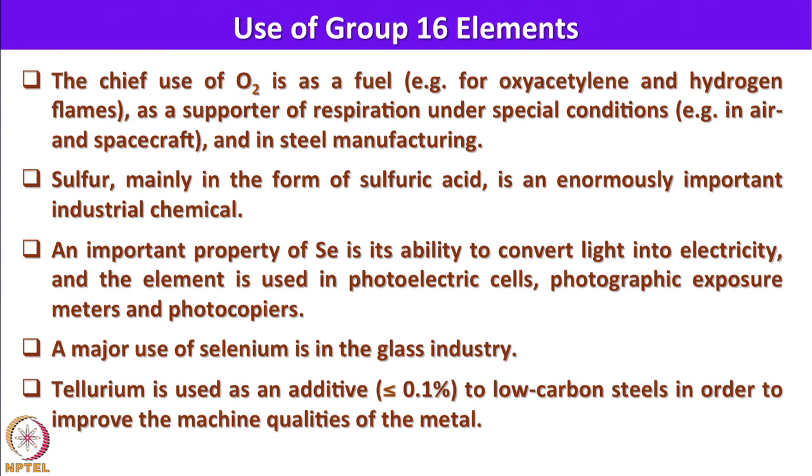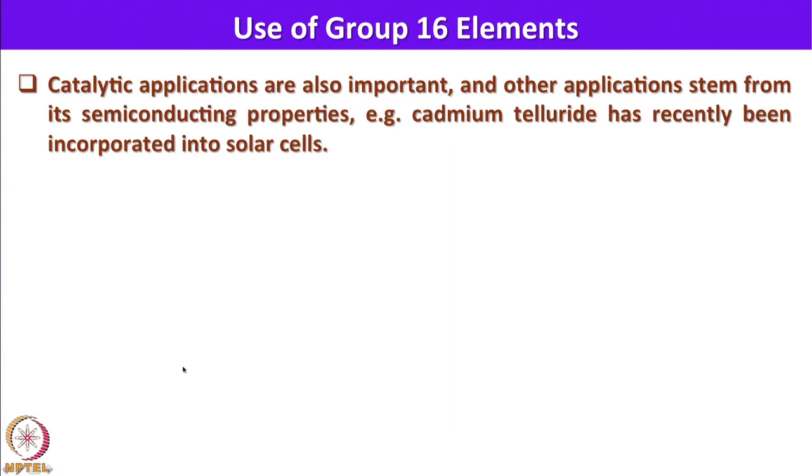Tellurium is used as an additive, less than 0.1%, to low carbon steels in order to improve the machining qualities of the metal. The catalytic applications are also important, and other applications stem from its semiconducting properties. For example, cadmium telluride has recently been incorporated into solar cells.